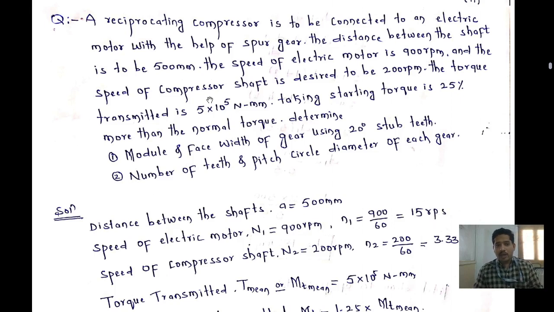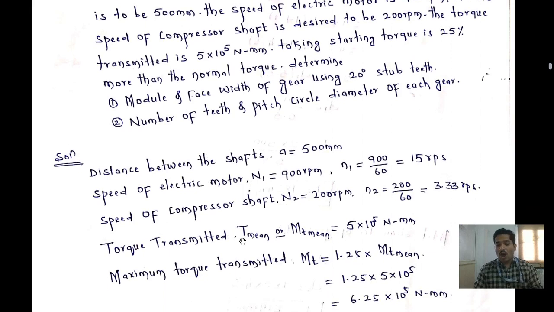And the speed of the compressor shaft is desired to be 200 rpm. So the speed of the compressor shaft N2 is 200 rpm. Again following the same thing, we convert rpm into rps. N2 is equal to 200 by 60, then you will get 3.33 rps. After that, the torque transmitted is 5 into 10 power of 5 Newton mm, the mean torque.